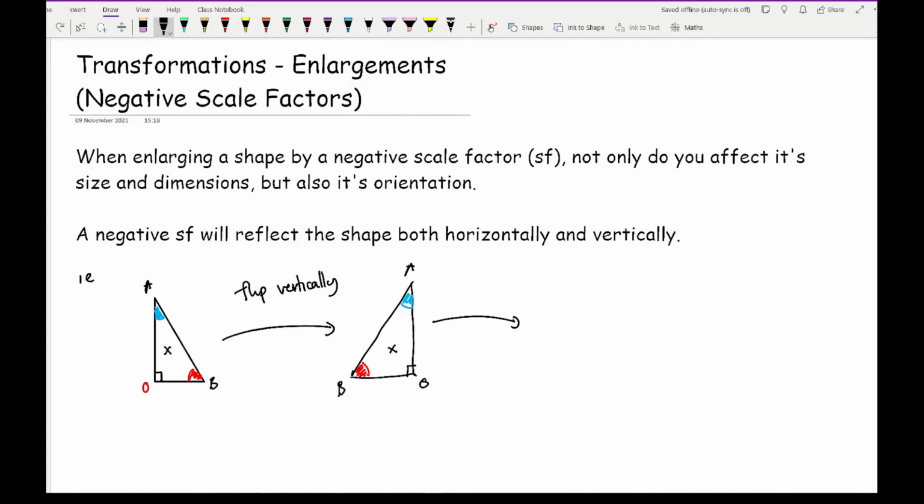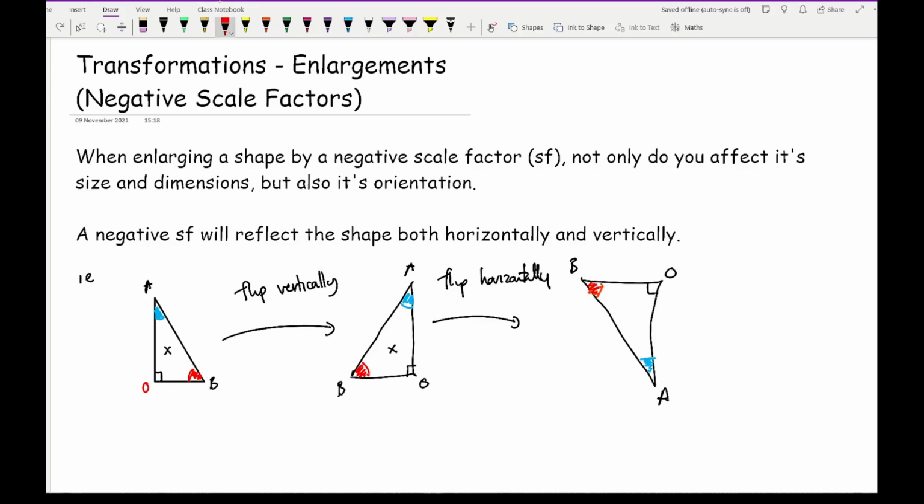And then flipping this shape horizontally, what that then becomes is that it's going to look like this. Here is my right angle, which is O, this is going to be B, and this is going to be A. And if we just colour code those angles, blue angle and this angle here, red angle, let's call that red rather than orange.